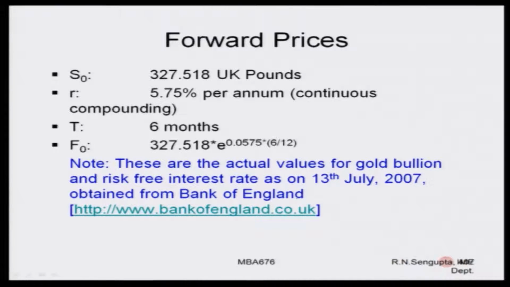Consider this example, where we have taken actual data from the 13th of July 2007 from the Bank of England. S0 is given in UK pounds, with a value of 327.518. The interest rate is 5.75 percent per annum, continuously compounded, and the time duration is 6 by 12 years. Then you find the forward: it is S0 e to the power RT, where R is 0.0575 and T is 6 by 12.